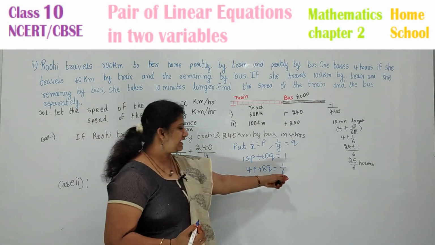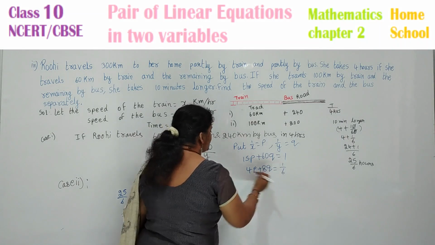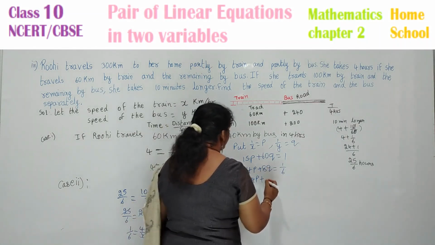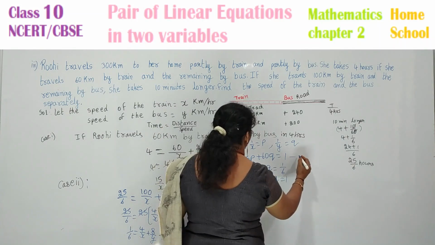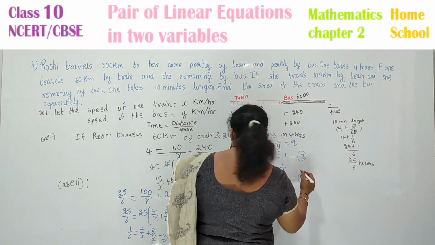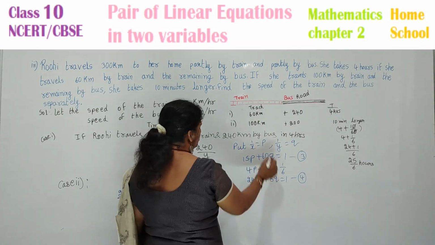If you want, you can send this 6 this side also, children. Let us take that one. 6 4s are 24p plus 6 8s are 48q is equal to 1. Mark this as 3 and this as 4 now. Right? Now solve these two equations.